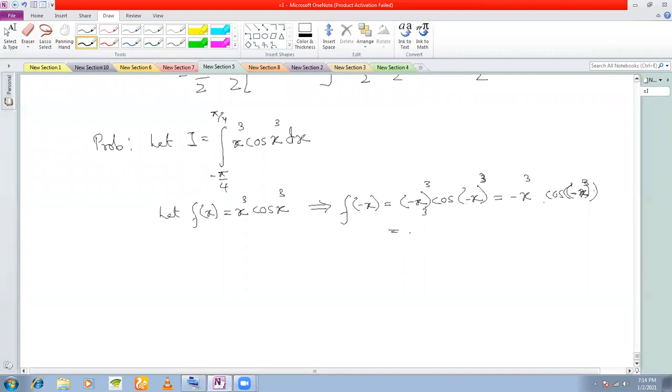So this will become minus x cube cos, and cos of minus any angle is simply cos of that angle, plus. Now what am I getting here? If you see, I'm getting back this, but with a minus sign. So minus of f(x) I'm getting. So I have shown that f of minus x is equal to minus f(x). That means, therefore, I can say f(x) is an odd function.